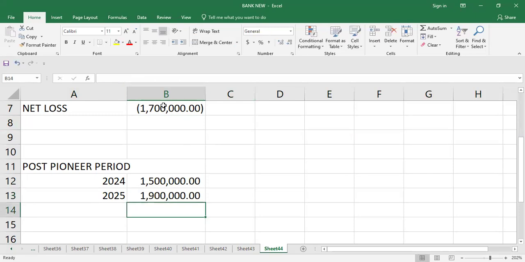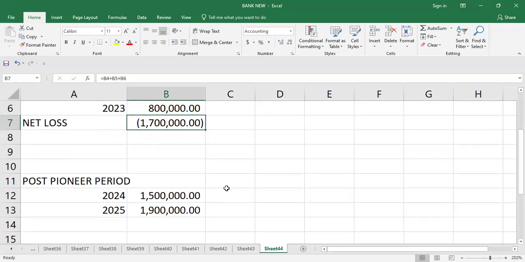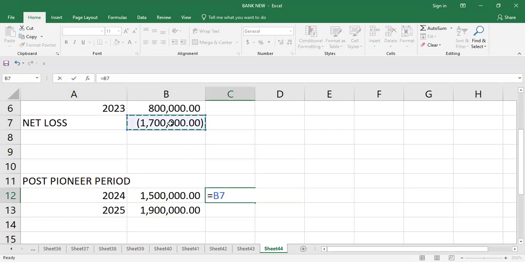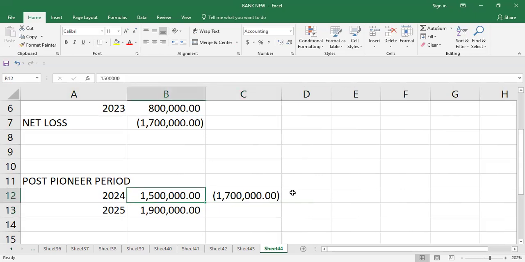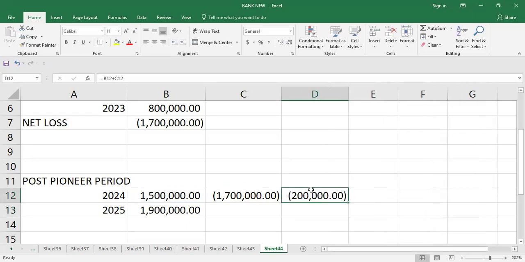What we are saying in essence is this loss, the net loss during this pioneer period, is going to be carried forward. That means for 2024, which is the post-pioneer period, we are going to subtract this from the profit of 2024. What will be the accessible profit? The accessible profit is going to be the difference between this and this. That means they have accessible loss.